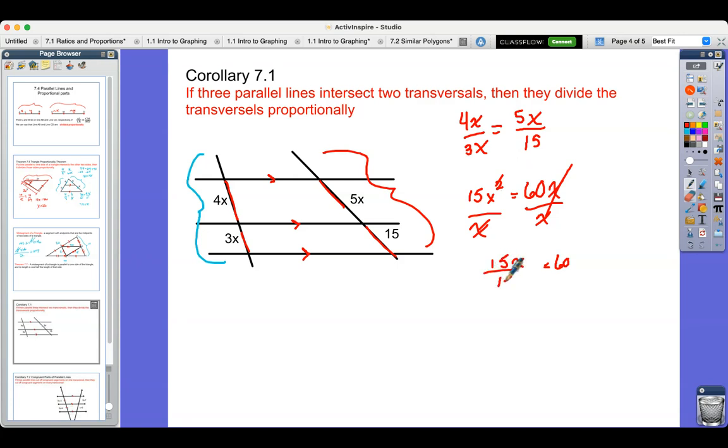And then you can divide by 15. We find that x equals 4. And then you can substitute that in here. Now, we did top to bottom, top to bottom.